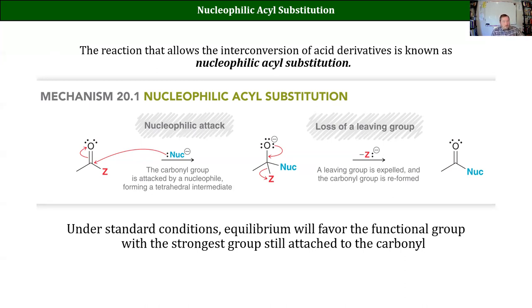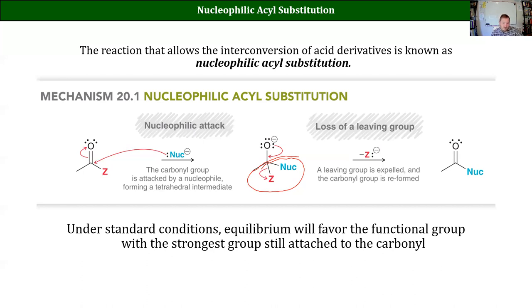And so the weakest base or the best leaving group, you have two options here for what your leaving group could be, right? Because most nucleophiles are also a decent leaving group because they tend to also be bases. This reaction can happen in both directions, and equilibrium is just going to favor making the molecule that has the strongest base still attached to the carbonyl. In other words, the best leaving group leaves, and that's going to be favored at equilibrium. But all of these reactions are going to be equilibrium reactions that can happen in both directions.